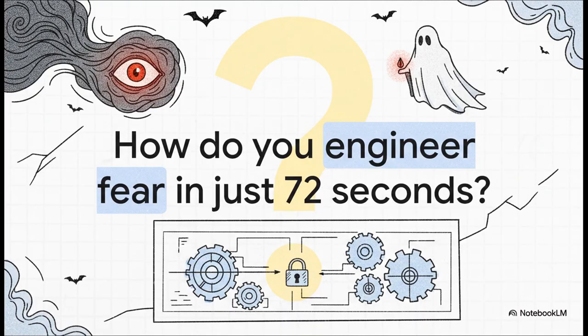So here's the big question, right? How do you actually engineer fear and do it in just 72 seconds? We're not talking about cheap jump scares here. This is about precision, about building genuine, lasting dread. And this blueprint? Well, it's going to be our case study.